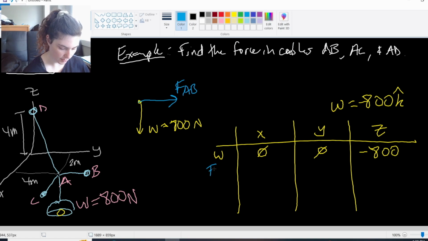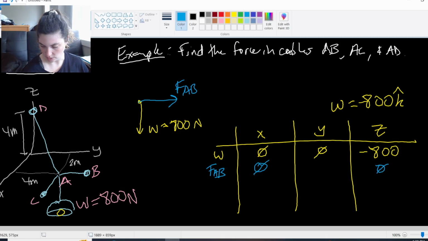So if I wanted to put that in my table here, force of AB, there is nothing in the X direction. There is nothing in the Z direction. It is entirely in the Y direction. So I'm going to put FAB. There's no ratio needed for anything. There's no sine, cosine, trigonometry, any angles. It is entirely that force in the positive Y direction.